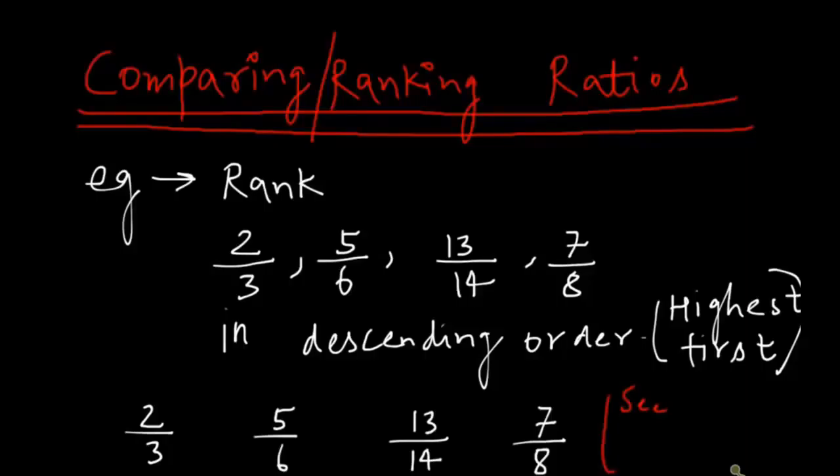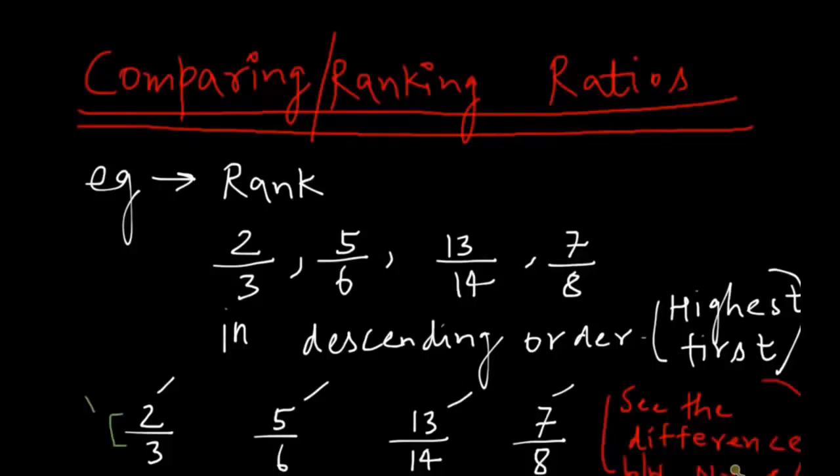So what I'll be doing is I'll see the difference between the numerators and the denominators of each fraction, of each ratio. In the first case, the difference is 1. In the second case, again, the difference is 1. In the third case, the difference is 1. And in the last case, the difference is 1 again. So what I've seen here is that the difference is the same in all the cases.